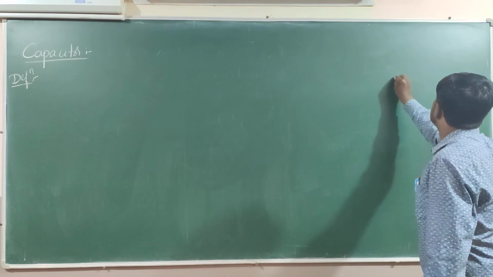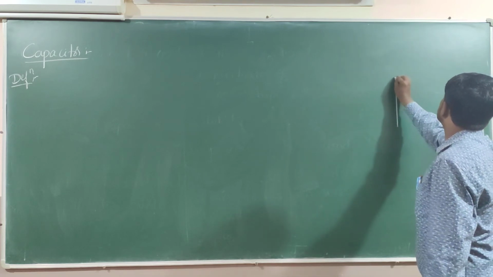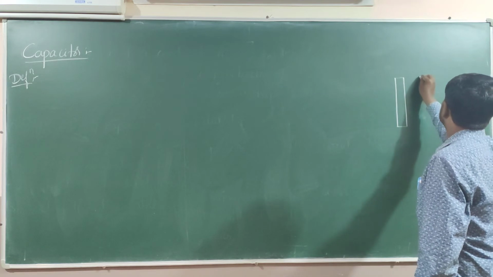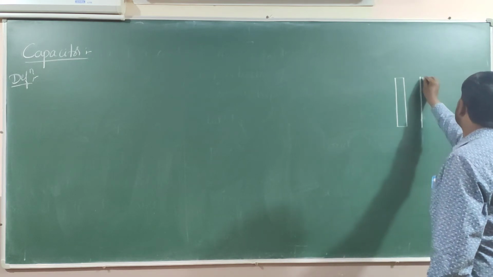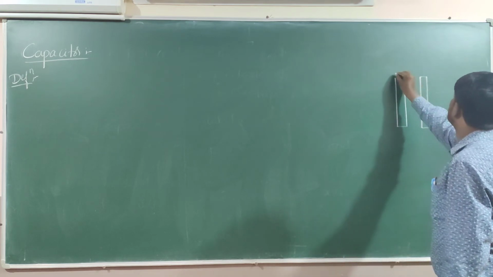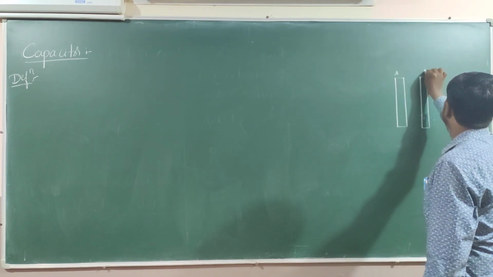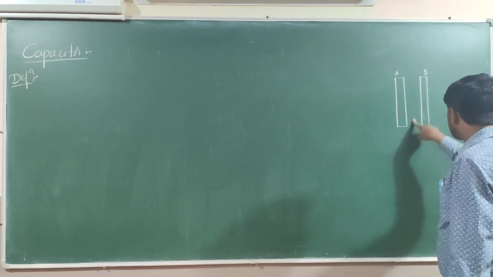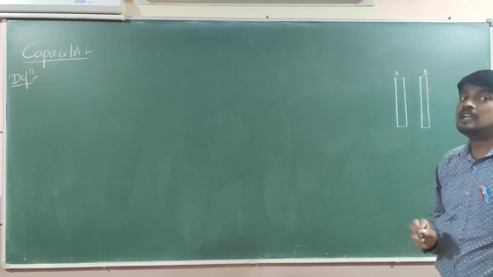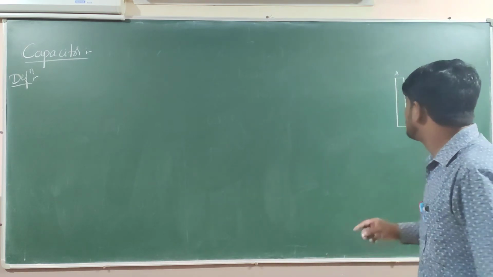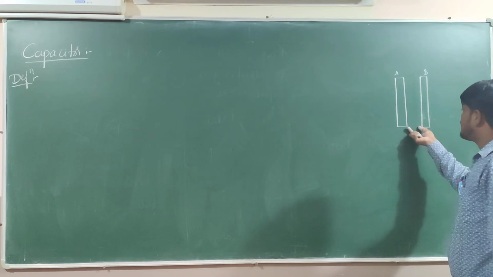The capacitor consists of two conductors of the same area. Look at this. They must have the same area. So now this is A, this is B. They must be separated by a small distance. In that small distance, there must be a dielectric medium. Now you understood why we studied dielectrics.